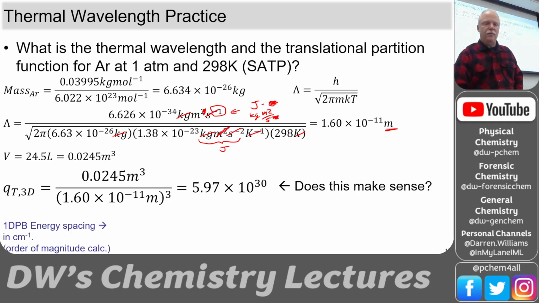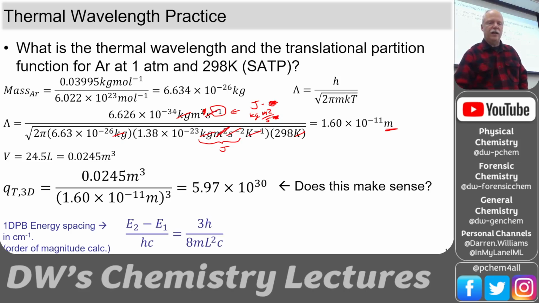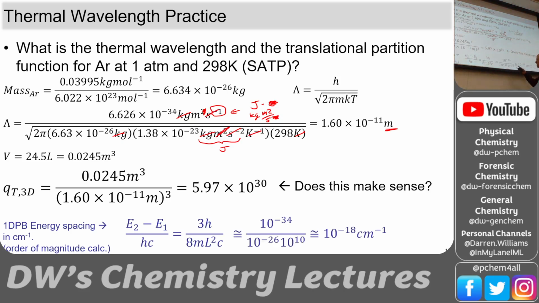Now, what's the order of magnitude for the energy spacing? This is just a little side calculation. Just using the particle in a box calculation, what's the difference between E1 and E2? It ends up, just order of magnitude, looking at powers of 10, it should be around 10 to the minus 18 wave numbers. And at room temperature, we have 200 wave numbers.